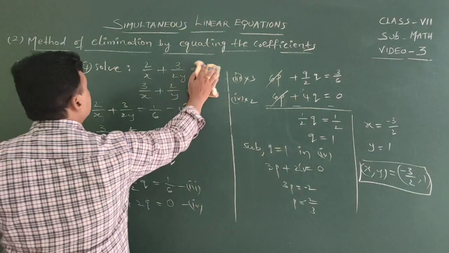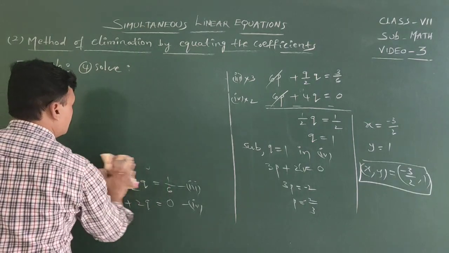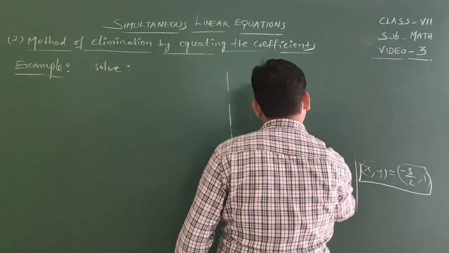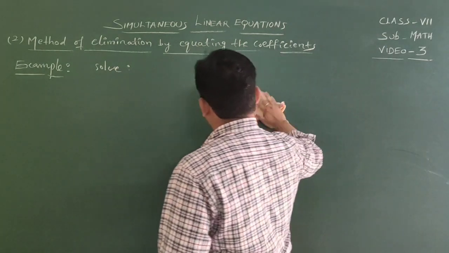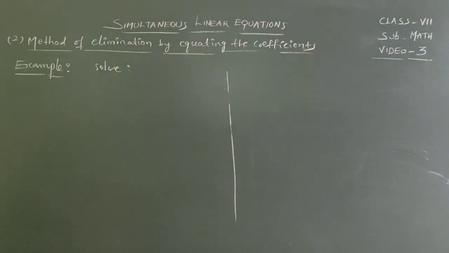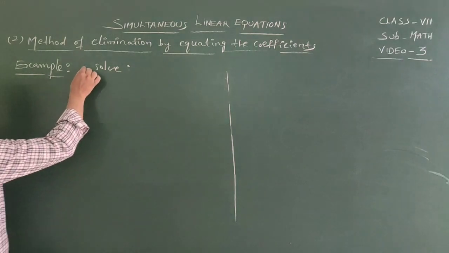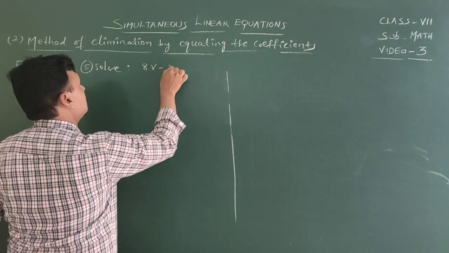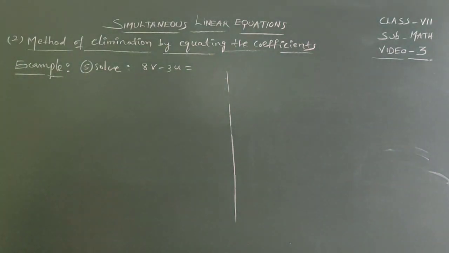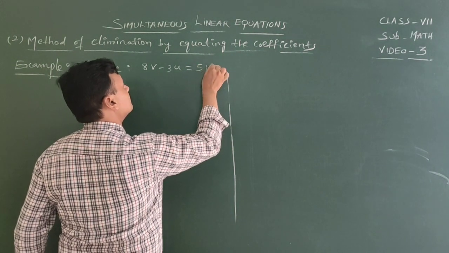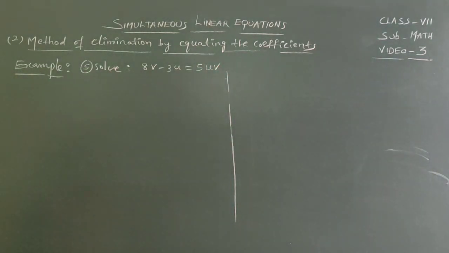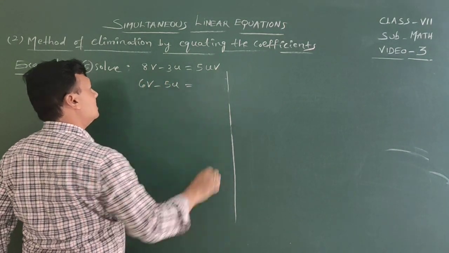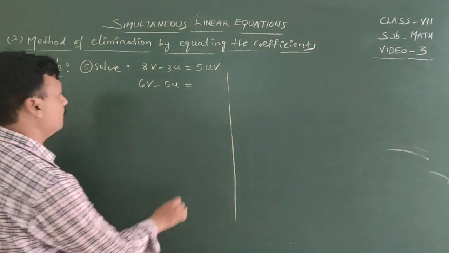Next, the equation, the last one. Fifth: 8v minus 3u equal to 5uv, 6v minus 5u equal to minus 2uv.